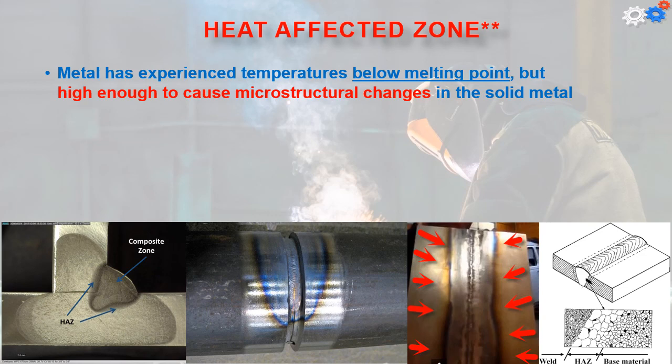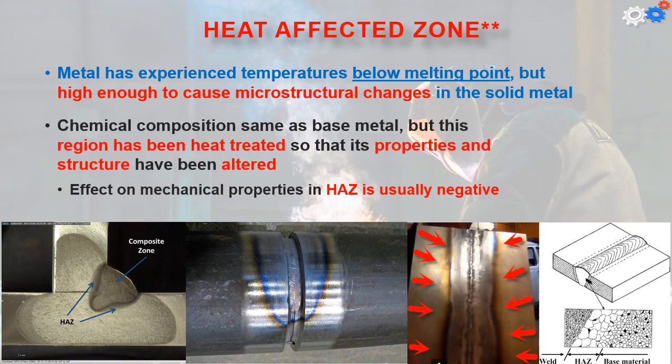The heat affected zone is metal that has experienced a temperature below the melting point, but high enough to cause microstructural changes in the solid metal. The chemical composition is the same as the base metal, but this region has been heat treated so that its properties and structure have been altered. Effects on the mechanical properties in the HAZ are usually negative.